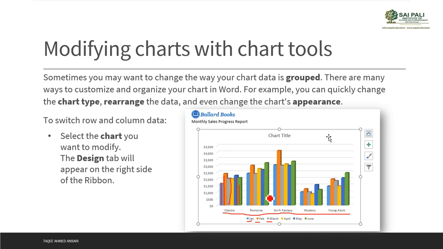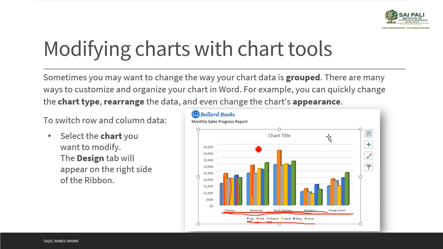Now sometimes we want to change the grouping, like I want to see this classic, romance, sci-fi, mystery type in the columns. In the columns, that means in the bar, I want to see the information about this data, and here in the row I want to see the information about January, February, March. So we can do this, we can switch the data. We can switch this information, we can rearrange our chart also.